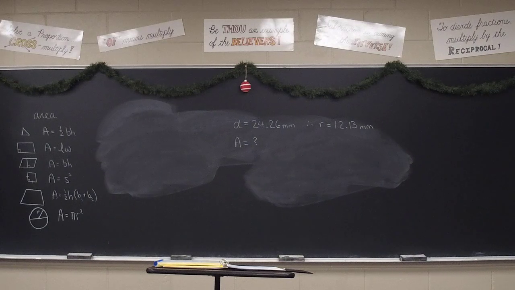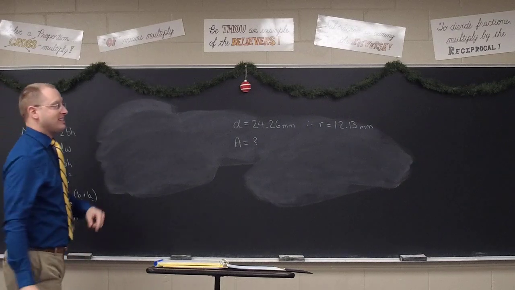What's the first thing we gotta do with that diameter, class? Divide it by 2. Cut it in half, right? Divide it by 2. Make sure you get 12.13. How many got that first step? You got the 12.13? All right, now the fun begins. You gotta square it times pi.